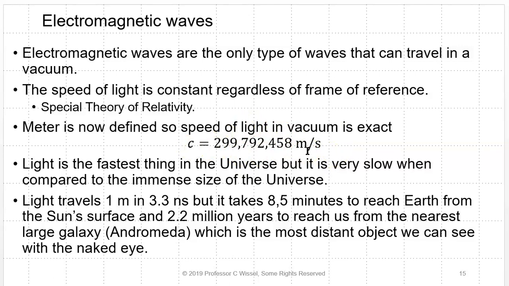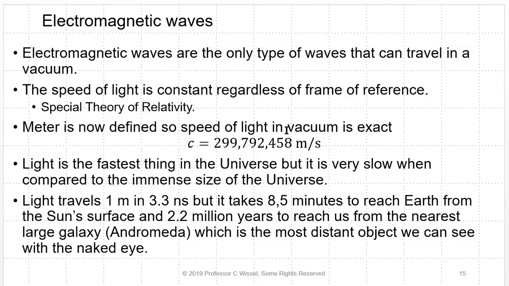Light is the fastest thing in the universe, but it is extremely slow when compared to the immense size of the universe. It takes a finite amount of time for light to travel. We just don't notice that because relative to us, it travels pretty fast. But in reality, it's really slow. If you look at something 1 meter away from you, do you realize you're seeing it as it is in the past by 3.3 nanoseconds? So if you look at something that's 2 meters away from you, it is 6.6 nanoseconds in the past.